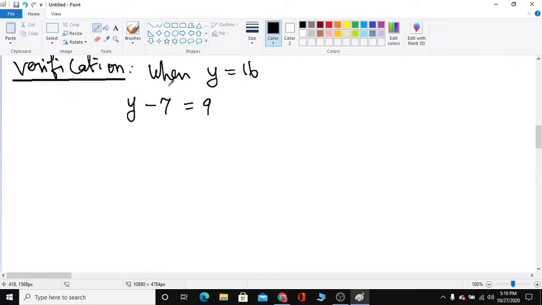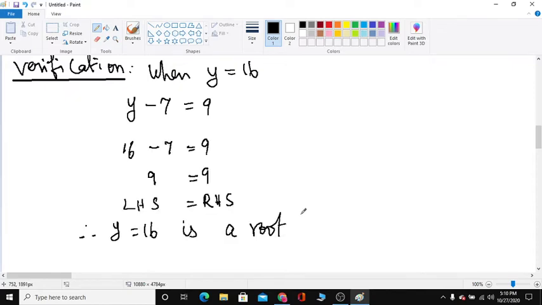What is the left side answer? 16 minus 7 is 9. Is equal to, what is the right side? 9. So the left hand side is 9, and the right hand side value is also 9. So our answer is correct. Therefore, y is equal to 16 is the root, because when we substitute y is equal to 16, we get the left side value equal to the right hand side. So y is equal to 16 is the root of the equation, children.